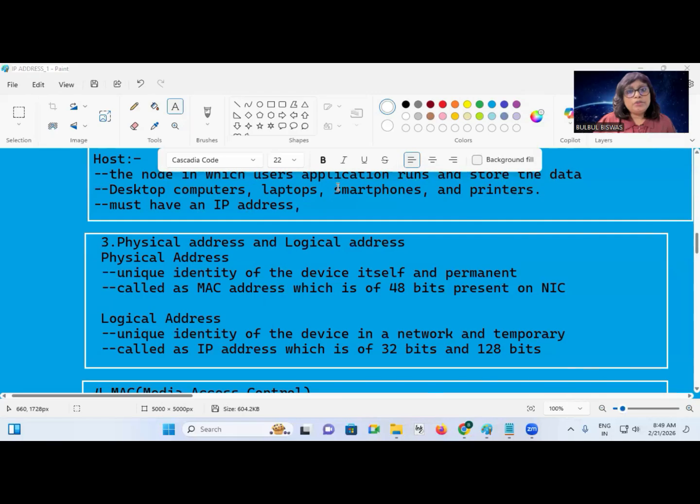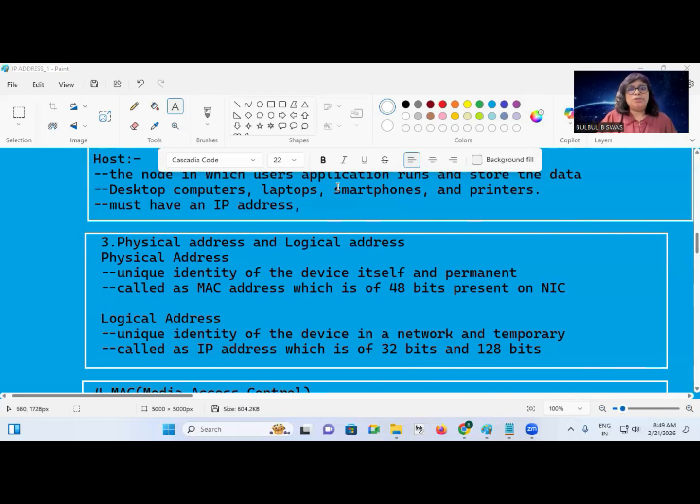Think: you are a student, you have a roll number in your school. You are a student in a coaching center, and there you have another roll number. You have an account in HDFC bank, and in the bank you are recognized by your account number. You have an account in SBI, and in SBI your identification is your account number. But you, the person, are not changing. This is the physical identity. This is the physical address.